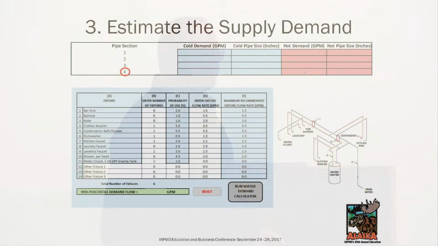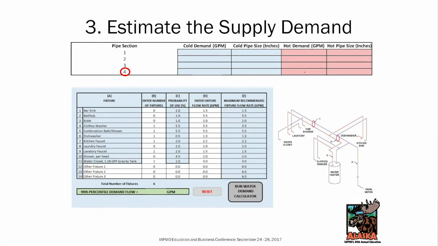Again, this is all preliminary information that you need before you use the water demand calculator. So we're going to be using this chart because once the calculator estimates the demand and flow rate, then you're going to know what size pipe to use. So here it is. Here's the calculator, and here's your diagram, the single family home. And we're going to start with pipe section 4, which is the building supply.